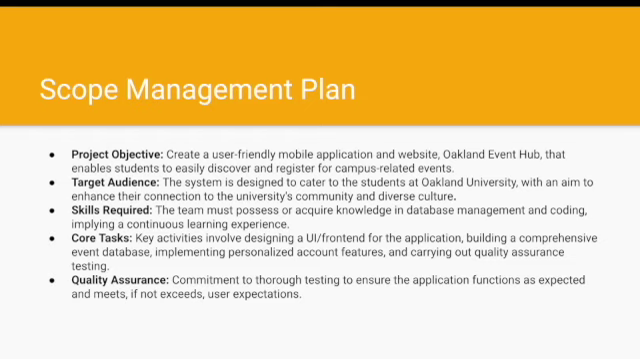This is our scope management plan. Firstly, our project objective was to create a user-friendly mobile application and website, the Oakland Event Hub, that enables students to easily discover and register for campus-related events. Our target audience is designed to cater to the students at Oakland University with an aim to enhance their connection to the university's community and diverse culture.